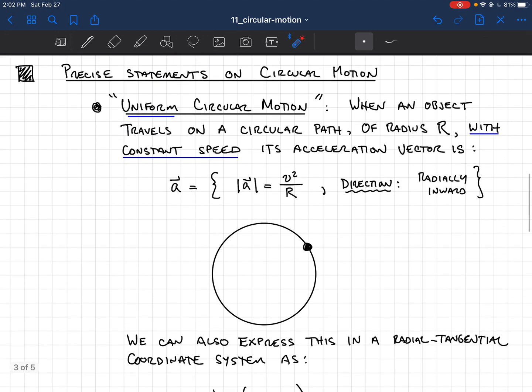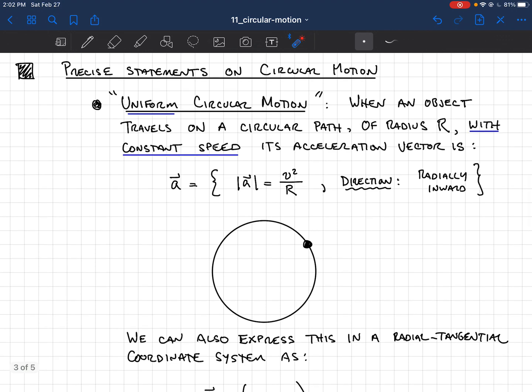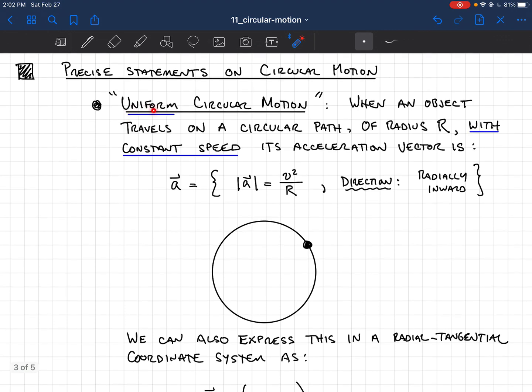So what are the precise statements about circular motion? Well, we just proved one of them, which is so-called uniform circular motion. Uniform in this case means that the object is traveling with a constant speed. So when an object travels on a circular path of radius r with constant speed, the acceleration vector is two things. It's a vector. The magnitude is v squared over r, and the direction is called radially inward.